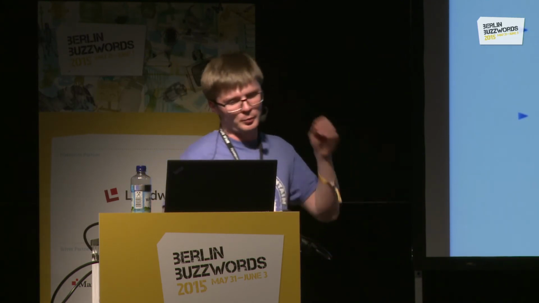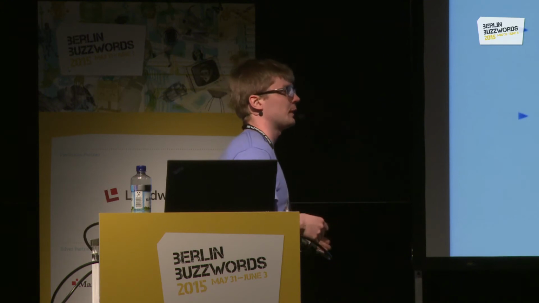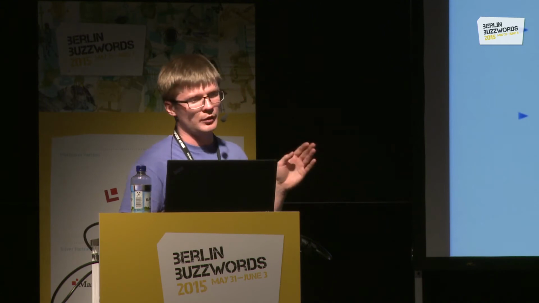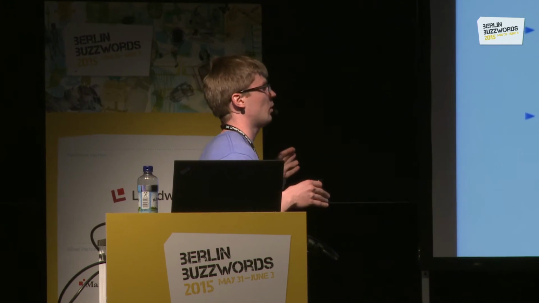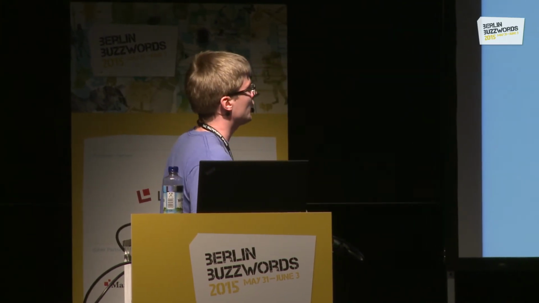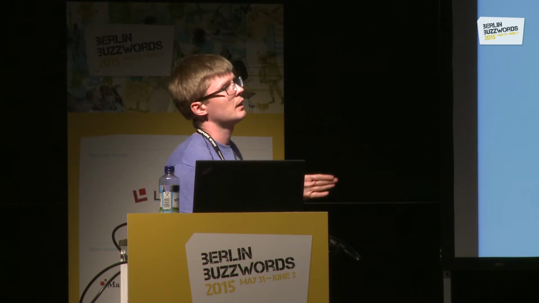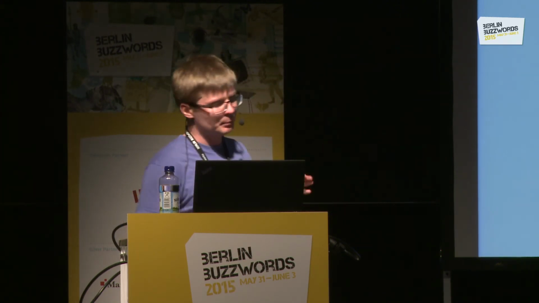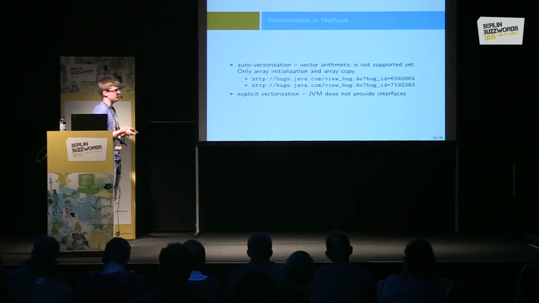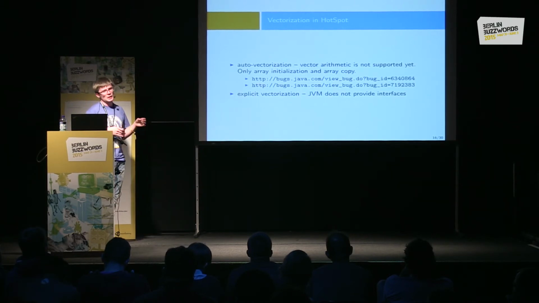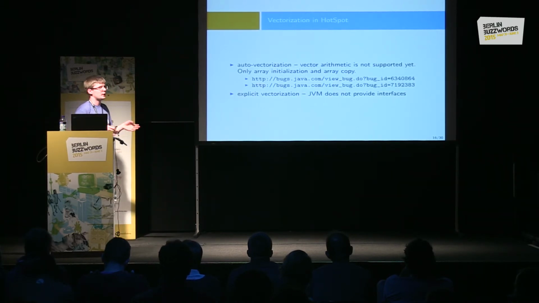Now the JVM HotSpot team is trying to introduce the basics of vectorization, but vector arithmetic is not supported yet, only in simple cases. Java mostly uses vectors in array initialization and array copy. So it will speed up code, but not as much as it could. Explicit vectorization is not supported by the JVM. It means the JVM does not provide any annotations or compiler hints which can generate vector code.